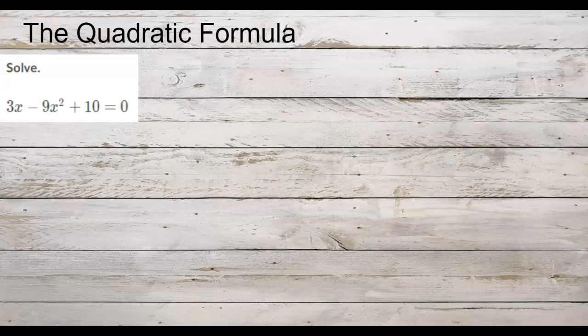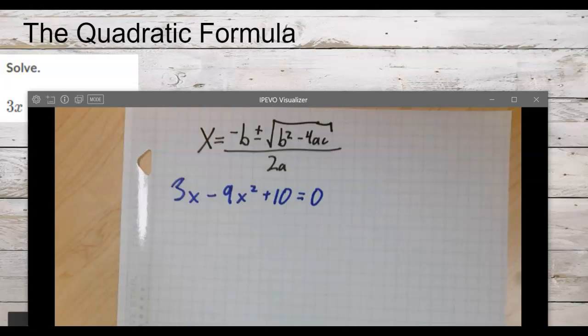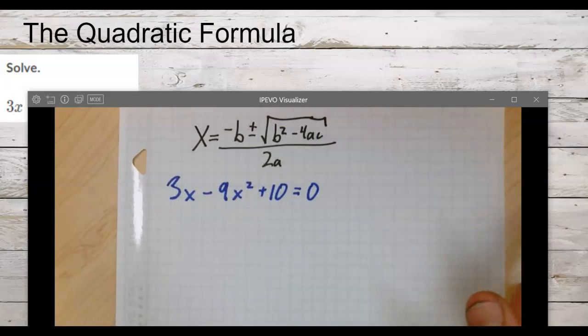All right, so 3x, wait, what? 3x minus 9x squared plus 10 equals, this is broken. Why is this quote unquote broken? Well, it's not really broken, but I mean, yeah, just go ahead.